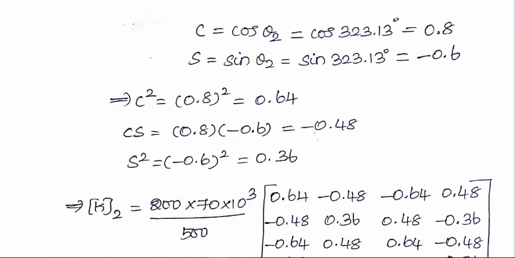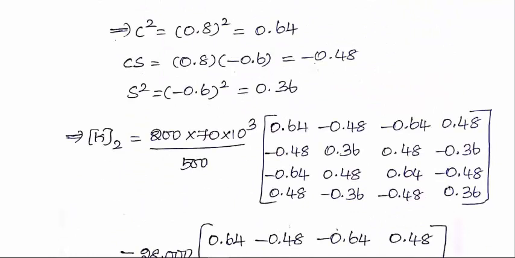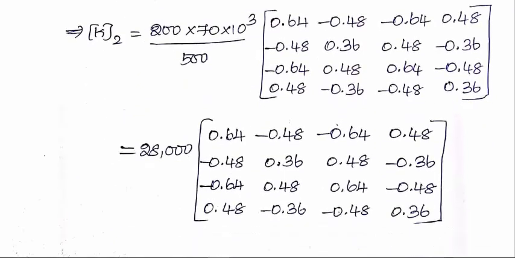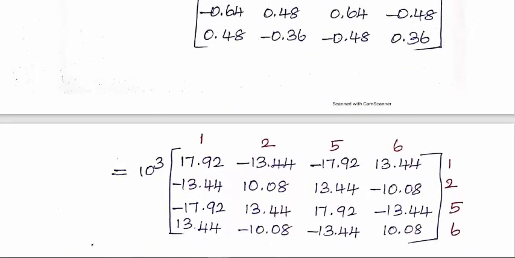S square is 0.36. The stiffness matrix will be like this. By simplifying this, we can get the simplified stiffness matrix like this. Okay. The second element is obtained by connecting the first nodal point and the third nodal point.